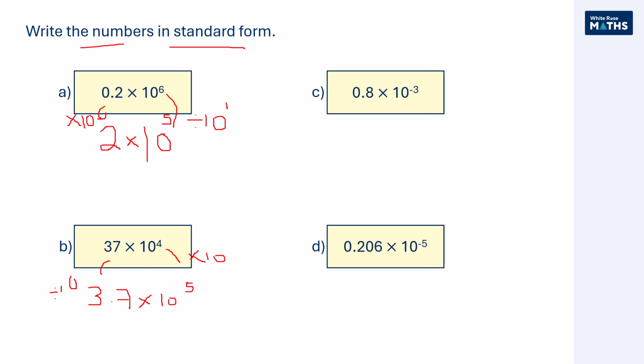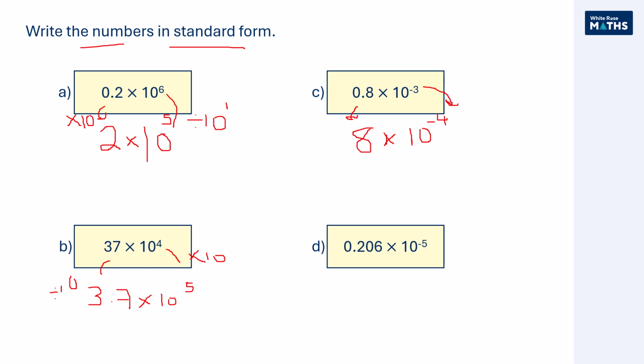Okay, but C, guys, 0.8 times 10 to the minus 3, that'll be 8 multiplied by 10 to the minus 4. Easy for that, guys, because obviously this has got bigger by 10, so this obviously has to get smaller. So I'm going to knock one off the power. Remember, minus 4 is smaller than minus 3.